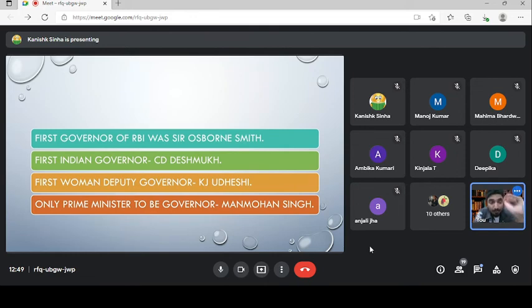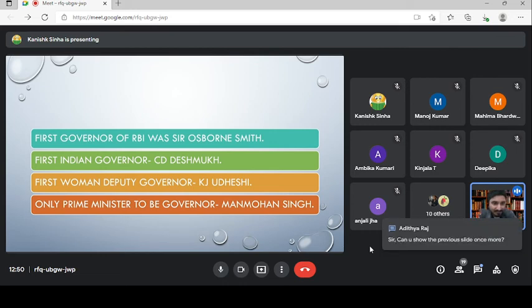Deshmukh, and the first woman deputy governor. That means we still do not have a woman governor in RBI. So we have a woman deputy governor. The first woman deputy governor was K.J. Udesi, and the only prime minister to be governor of RBI is our finance man, that is Manmohan Singh. There is no doubt in that. He could be the only prime minister who could be a governor of RBI, guys.